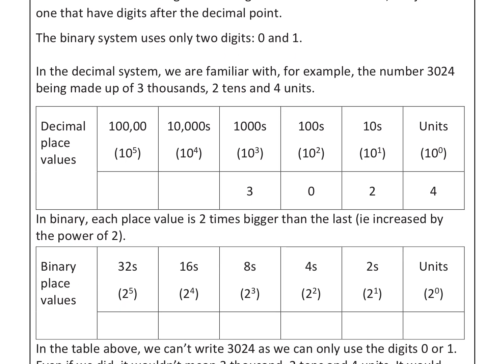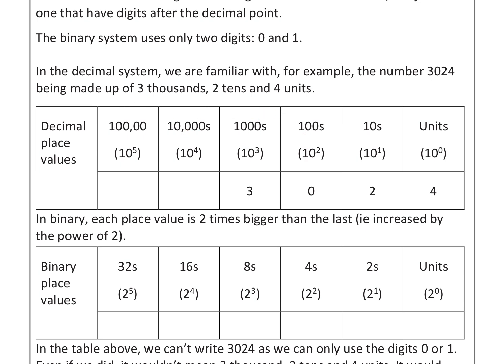In binary, this is the big difference. Each place value is 2 times bigger than the last. So go back and look at our decimal system. The first column is units, and that's the same for binary. How many units do you have? But the next column in decimal is 10 times bigger, it's the tens. And when you go to the next column, it's 10 times bigger, it's the hundreds. And the next column is 10 times bigger, thousands, and so on.